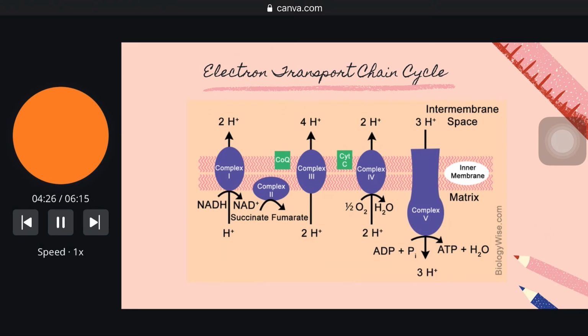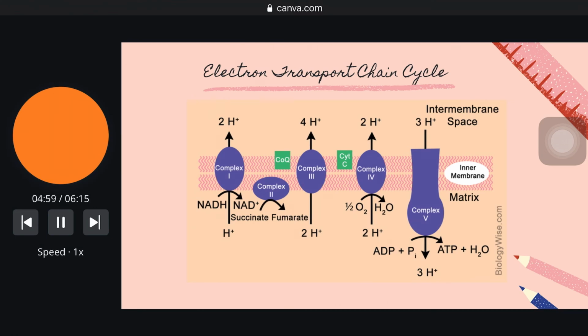To solve this problem, an oxygen atom, which has a very strong attraction for electrons, picks up 2 electrons from complex 4 along with 2 free protons from the mitochondrial matrix to form water. In essence, the final acceptor of the electrons at complex 4 is oxygen. This is referred to as metabolic water, and it actually makes up 10% to 20% of total daily fluid loss.